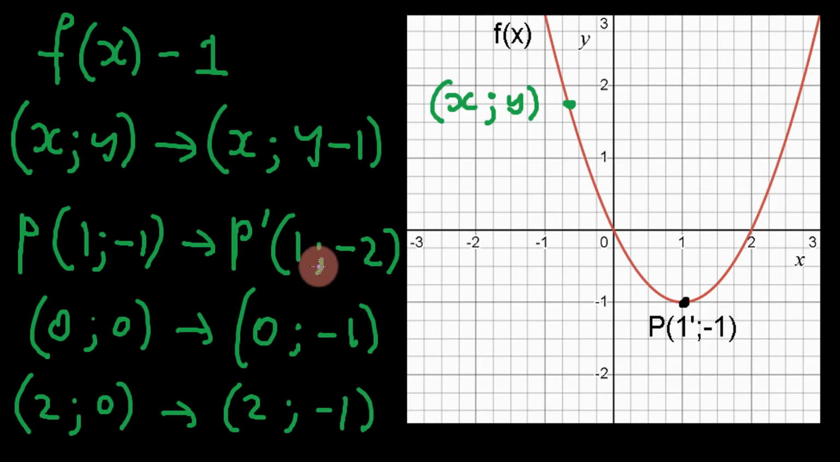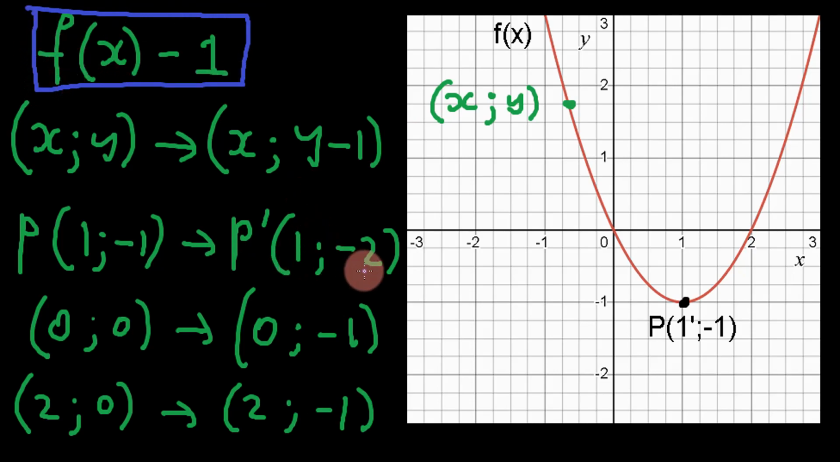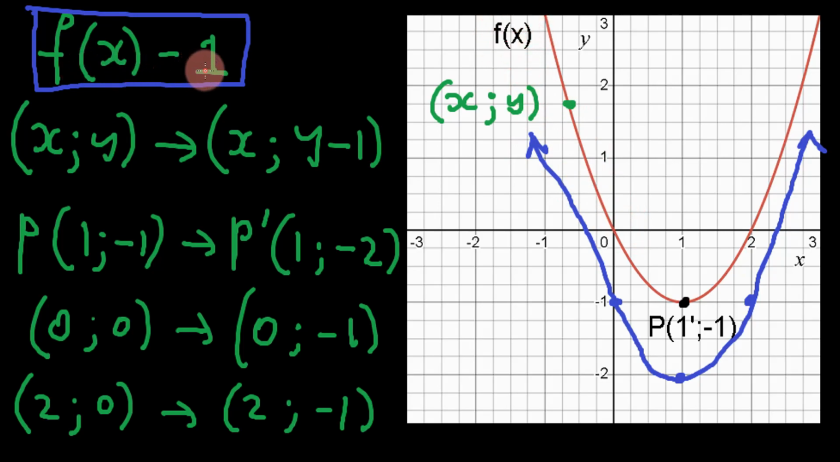We can now use these points to plot the graph of f of x minus 1. So the turning point will be 1, negative 2. Then we have 0, negative 1. And we have 2, negative 1. So 2, negative 1. You can draw the graph. And we can see that in this case, the graph of f of x under this transformation has shifted down 1 unit. So it shifted down 1 unit.